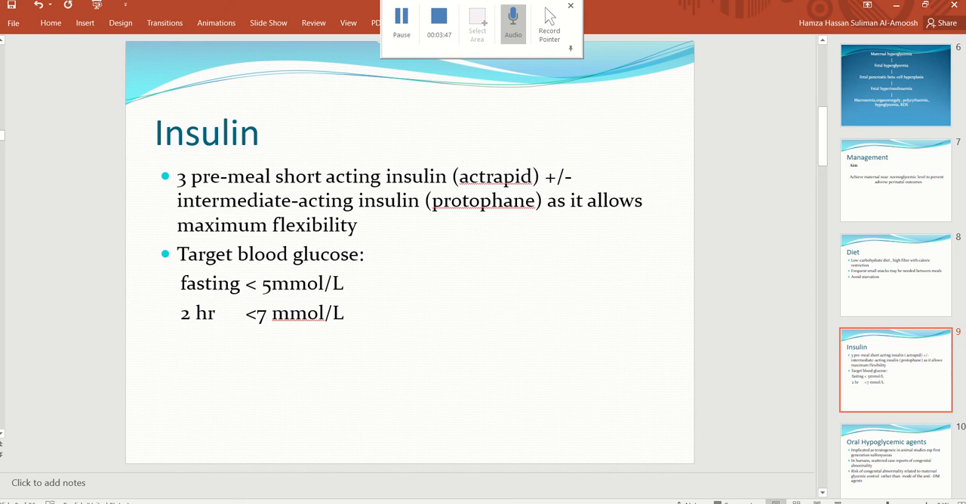And the ideal dose of insulin is pre-meal short-acting insulin, the fast-acting insulin. We might use also intermediate-acting insulin to allow maximum flexibility and control overnight. The target blood sugar is fasting less than 5 and 2-hour postprandial less than 7 millimole per liter.